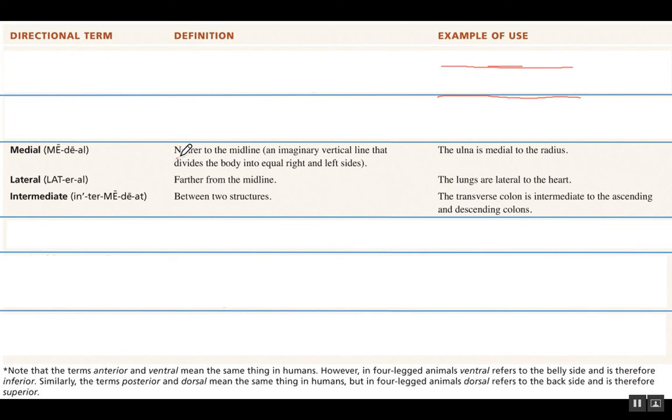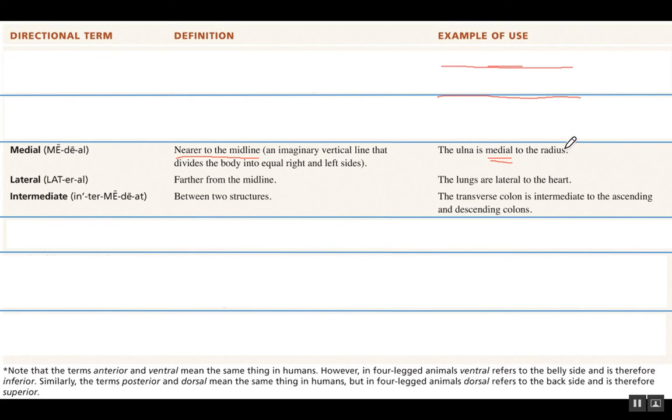The example given here is the ulna and radius. These bones are in your forearm. The ulna is more on your pinky side. Your radius is more on your thumb side. And when the body is positioned in what we call the anatomical position, your thumbs are pointing away from the body. So if you point your thumbs away from your body, the ulna, which is on the pinky side, is closer or nearer to the midline of the body.